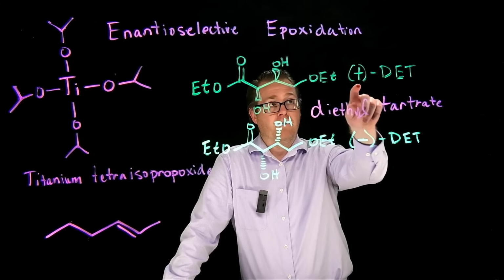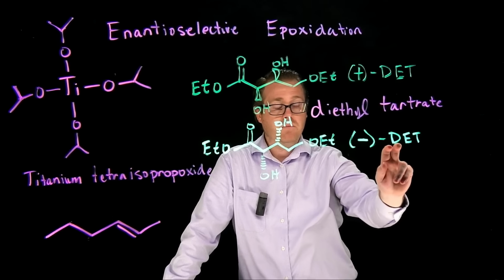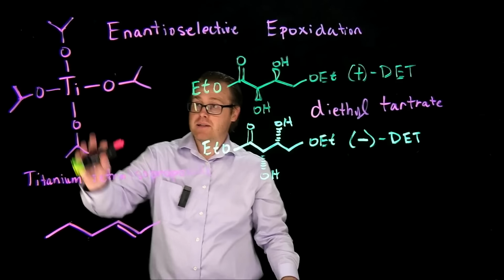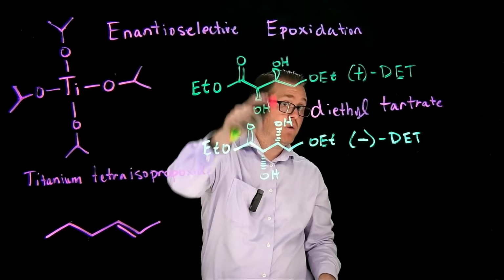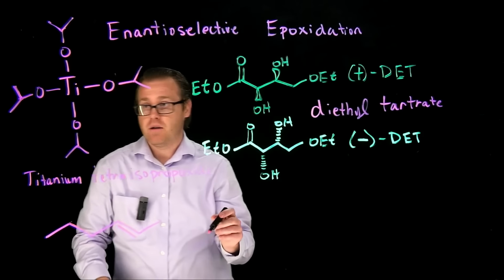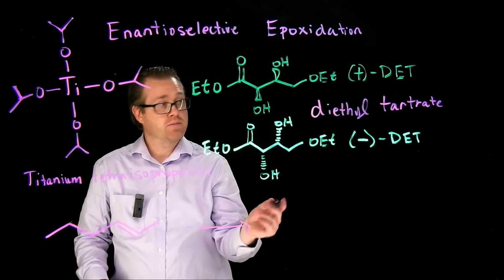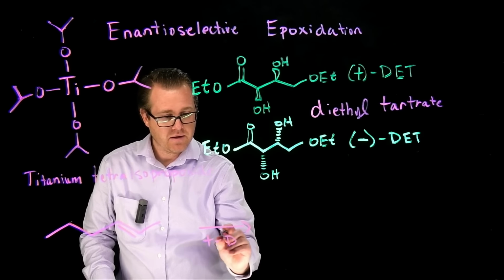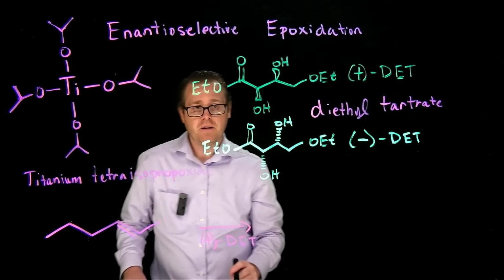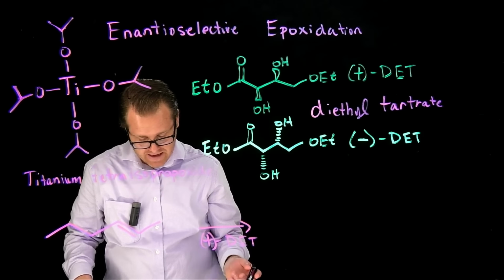And so we have the positive diethyl tartrate or the negative diethyl tartrate. Okay? So we have some of this. You pick which one you want. If you pick which one you want, let's put that in our reaction conditions here. Let's just put in a positive DET. We can add this catalyst here. And so we can spell it out.